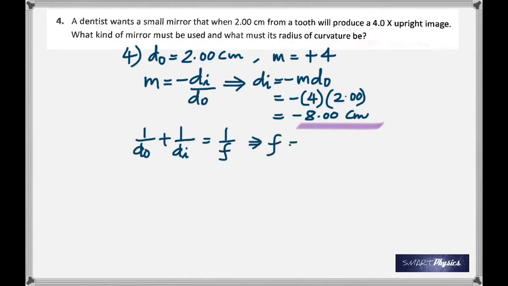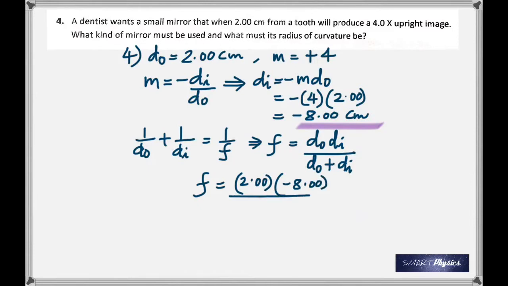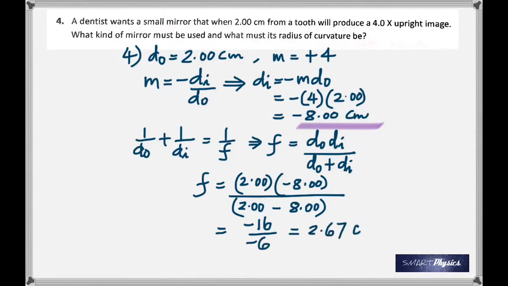And then use the lens equation, from which we can find the focal length as the product divided by the sum. Put in all those numbers. It gives 2.67 centimeters. And the radius is twice the focal length.